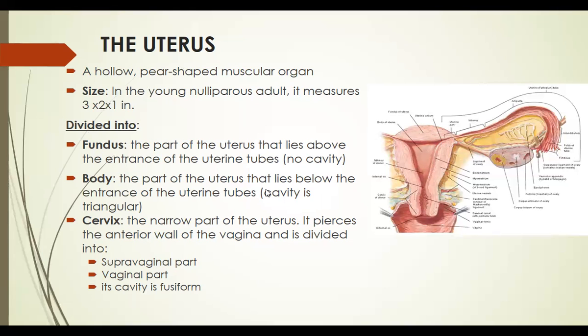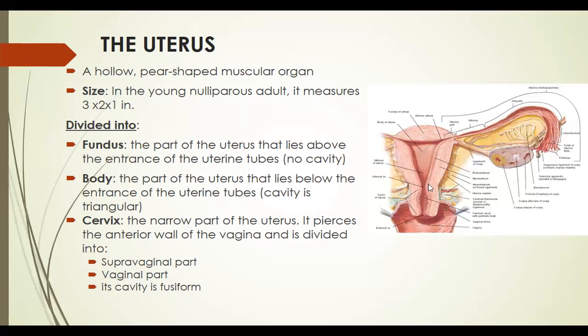Then the part of the uterus that lies below the entrance of the uterine tubes, where the triangular cavity is, that part is called the body of the uterus. And the lowermost part is the cervix, the narrow part of the uterus. It pierces the anterior wall of the vagina and is divided into supravaginal and vaginal parts.